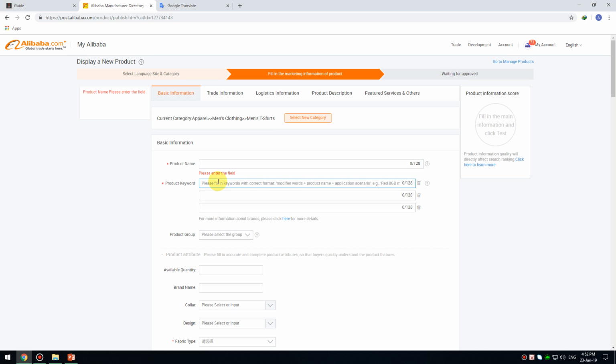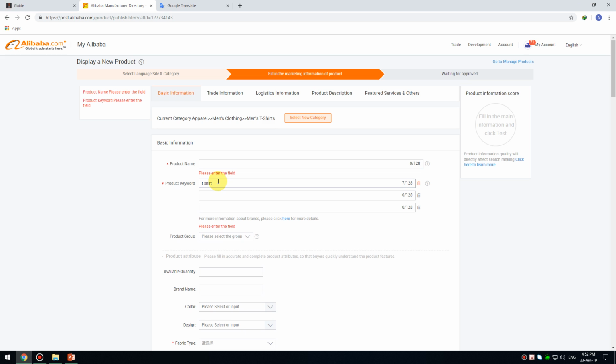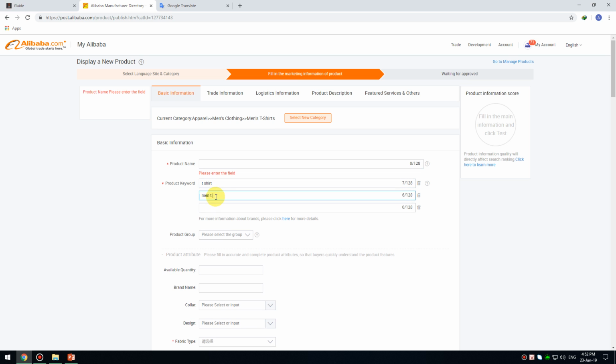For example, I'm going to use three keywords over here. First one, t-shirt. Next one, men t-shirt, and finally custom t-shirt. So how can I place the keywords? First you need to understand that the algorithm of the Alibaba system will detect the keywords in your product name, and it will detect from the last letters of your product name toward the front.